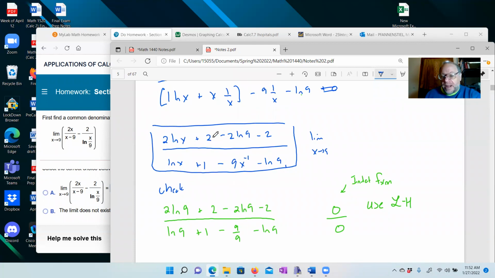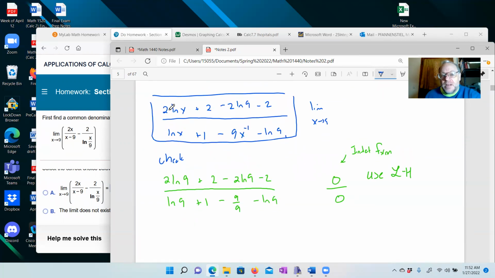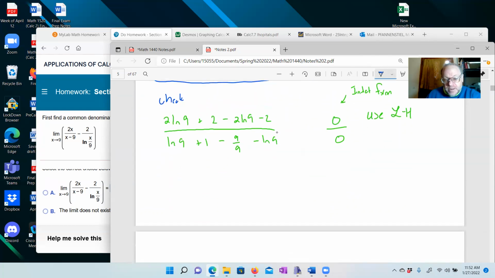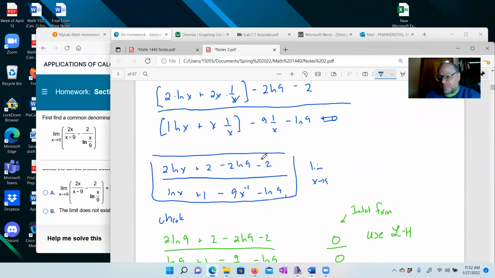So we're going back to our result here. We could clean this up a little bit. We have a 2 and a negative 2, we can get rid of that. That's just going to be 2 ln x minus 2 ln 9. So we have 2 ln x minus twice ln 9. That's my top. We're just going back to the original. We didn't apply a limit yet.